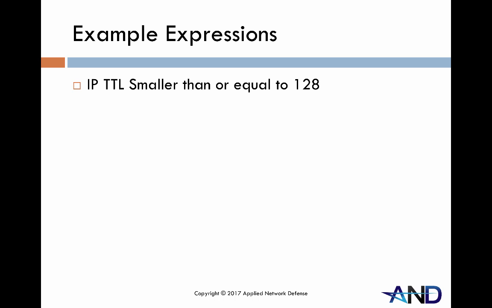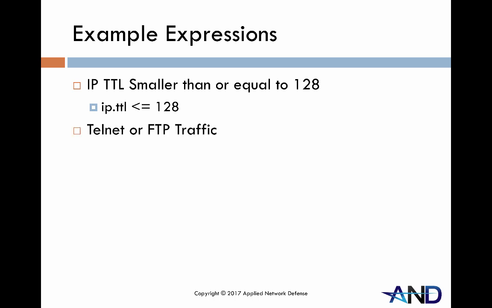This one sounds a little complicated, but it's not too bad actually. We're going to start with the IP protocol. So we list that out first. And TTL is just a single field within the IP protocol. So we have ip.ttl, and we want smaller than or equal to, or as it's otherwise known, less than or equal to. So we use the less than or equal to operator, and we put the number 128. And this will match any packet whose TTL value in the IP header is less than or equal to 128. So pretty straightforward. It sounds a little more complex than it is in the description, but not too bad.